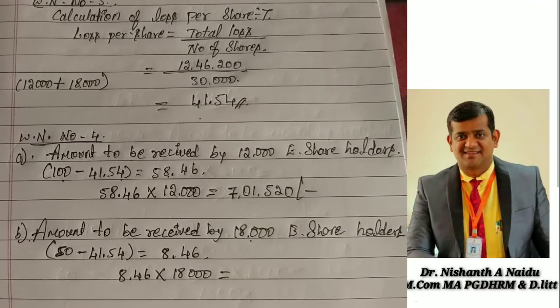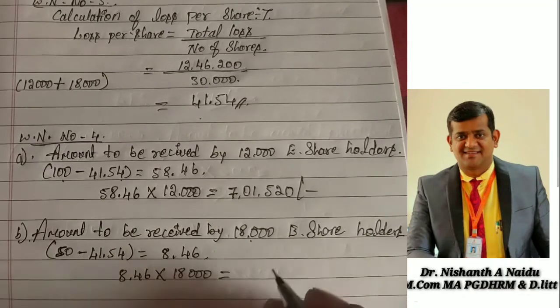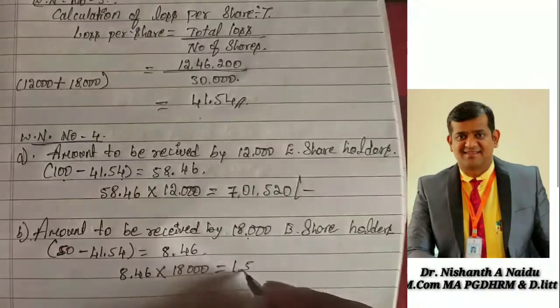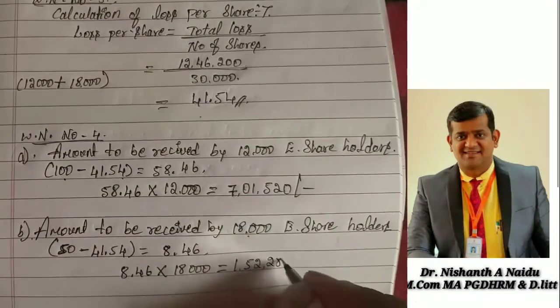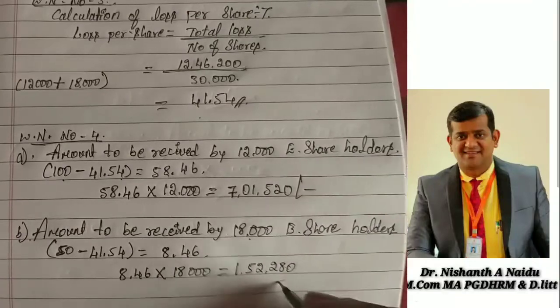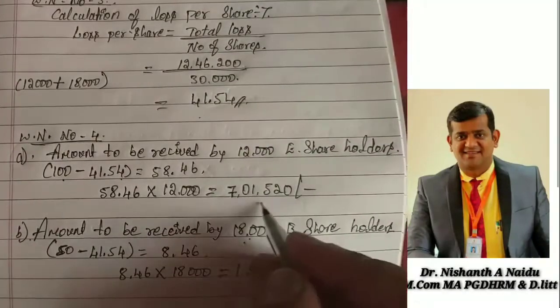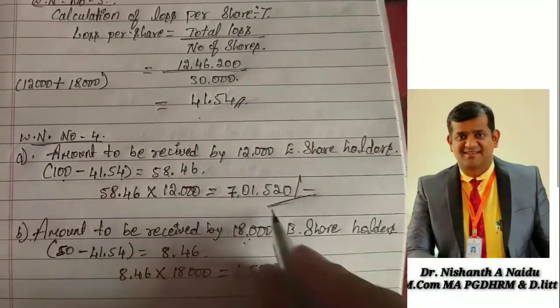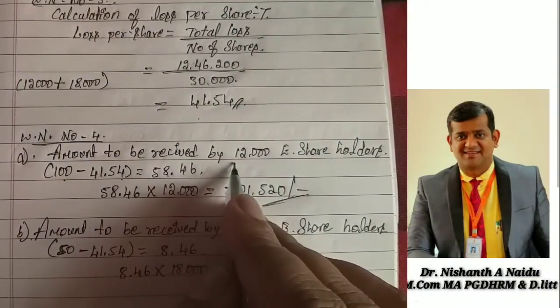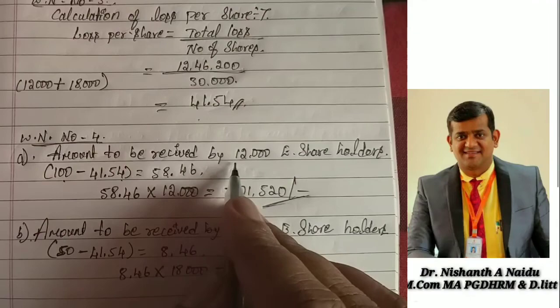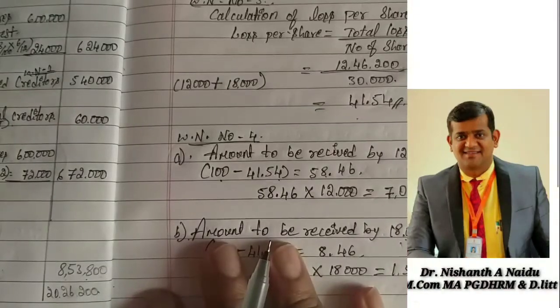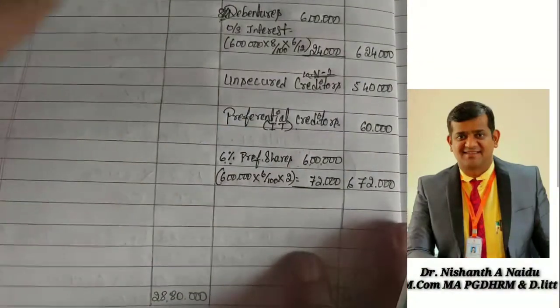So 1,52,280. How much? 1,52,280 rupees should be distributed among 18,000 equity shareholders, and 7,01,520 rupees should be distributed among 12,000 equity shareholders. So let us distribute in the liquidator's final statement of account.